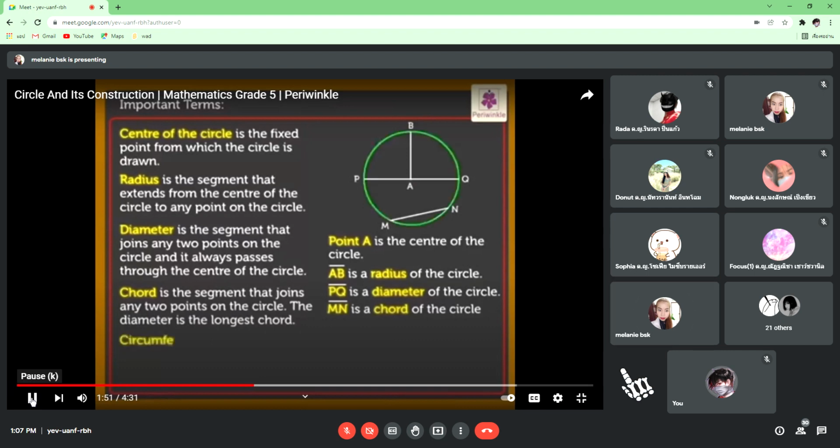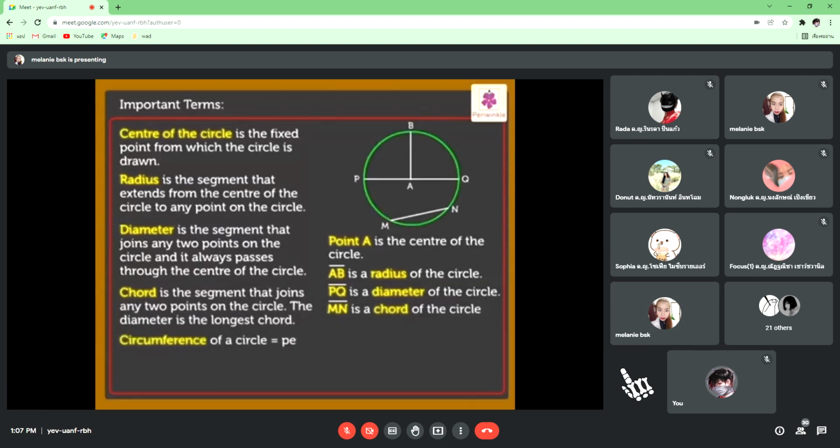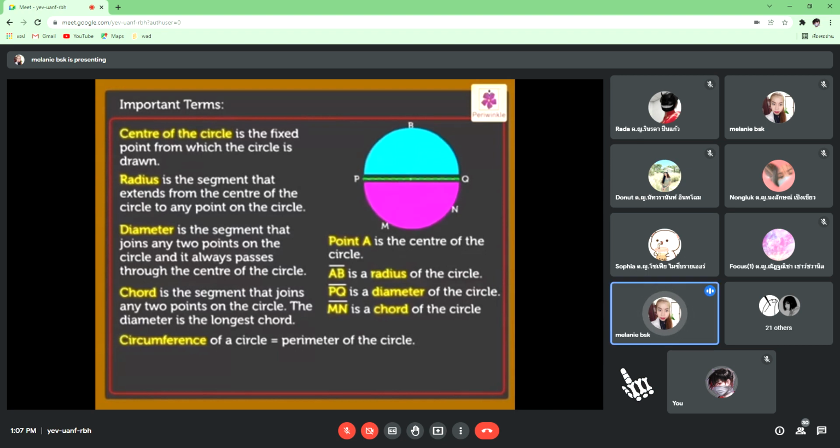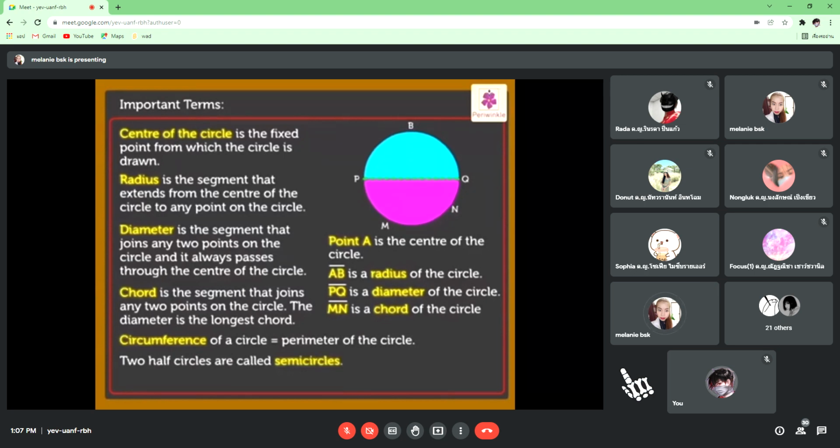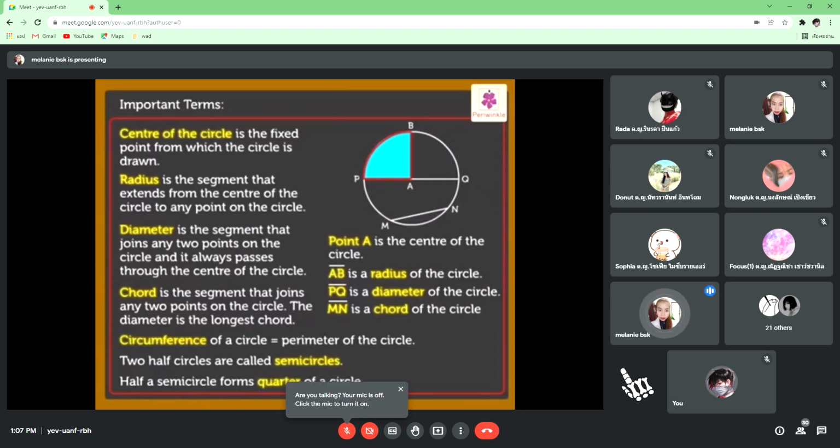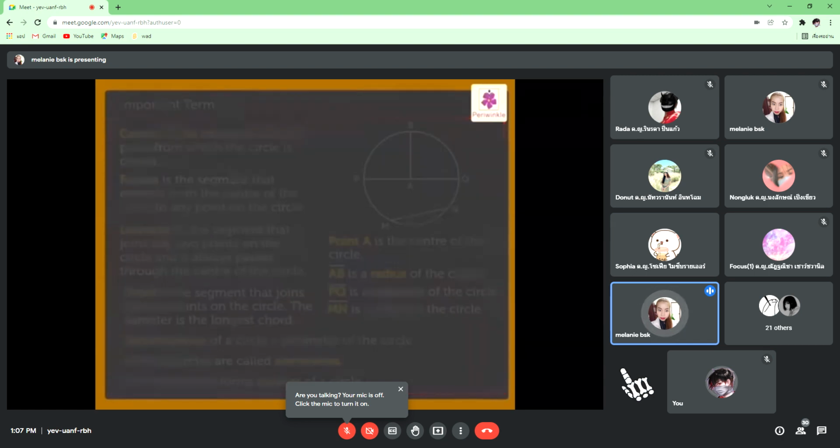The circumference of a circle is the perimeter of the circle. When we fold the circle along the diameter, we get two half circles. They are called semicircles. And lastly, half a semicircle forms a quarter of a circle. We're just going to have the center of the circle, radius, diameter, and the chord.